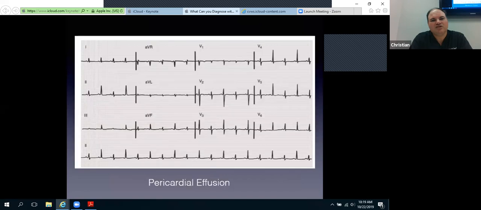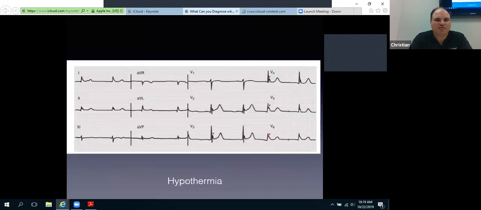Okay. So pericardial effusion. Now the next one is hypothermia. In hypothermia, what we're seeing is a wave following the QRS here. These are called Osborne waves. This is what's seen in severe hypothermia. So if I have an EKG that's given to me that shows this slurring and this extra wave following the QRS complex, or the terminal portion of the R wave in V5 and V6, that is an Osborne wave.